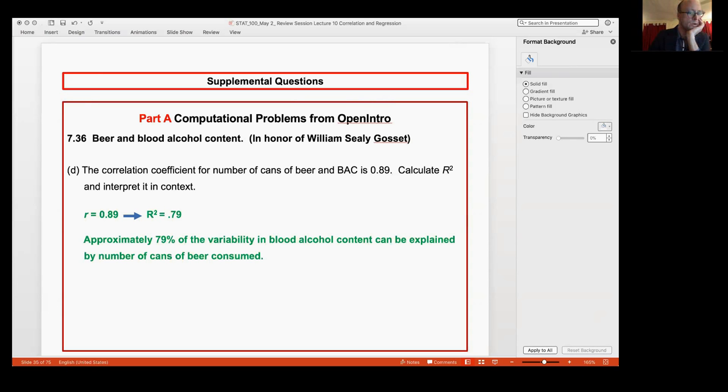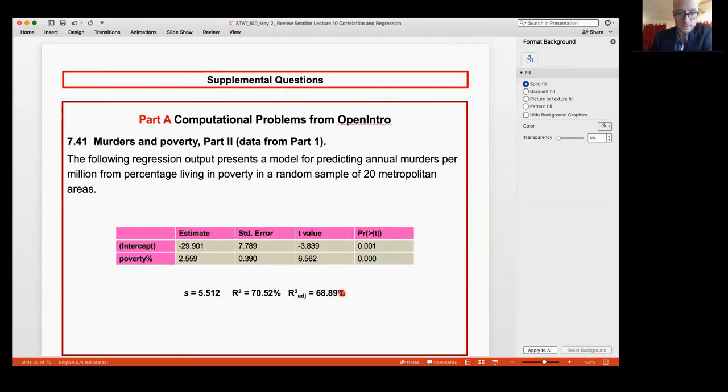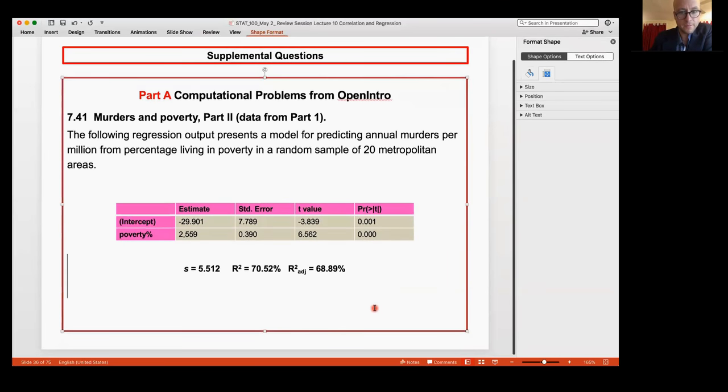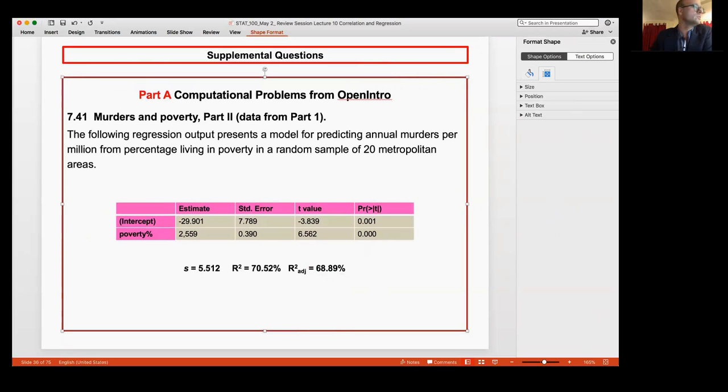Do you know how we get from 0.89 to 0.79 in terms of R squared? Well, in any case, quite often that's put in the output, but we have a couple other examples that come from the OpenIntro book. So I won't go into that too much, except to say sometimes we talk about R squared and we also talk about adjusted R squared. But the same kinds of questions exist, and I would definitely recommend you go through those. In fact, I'll show you where those are.